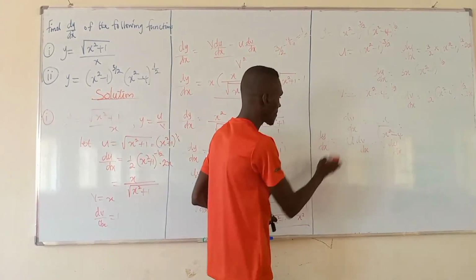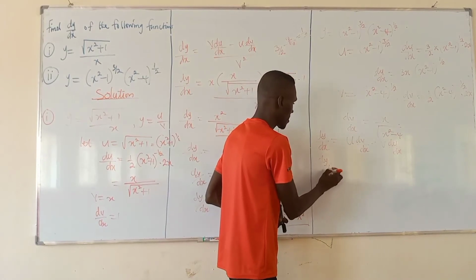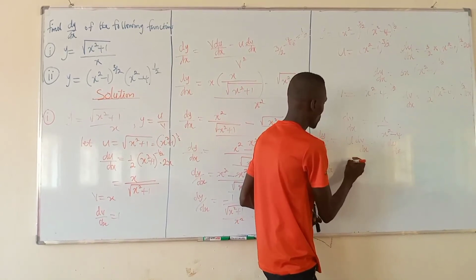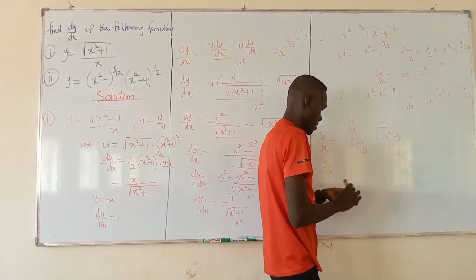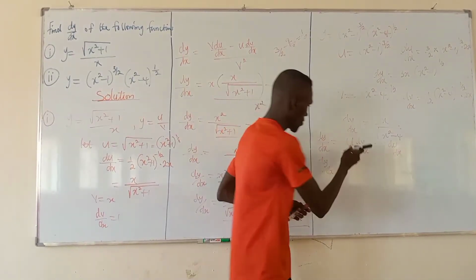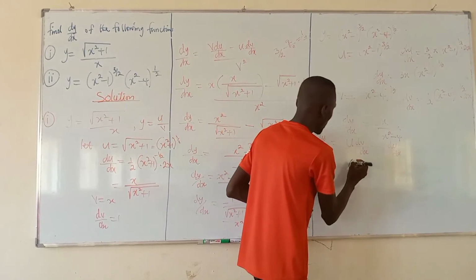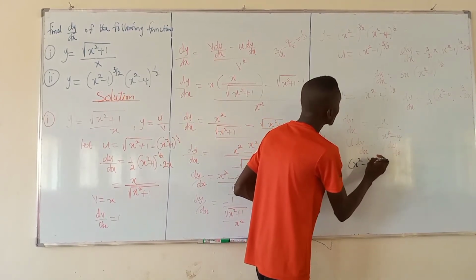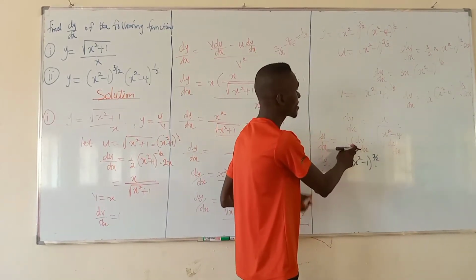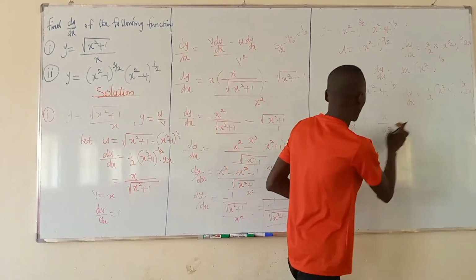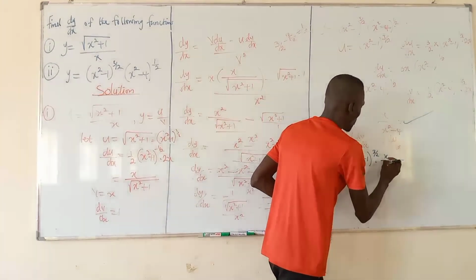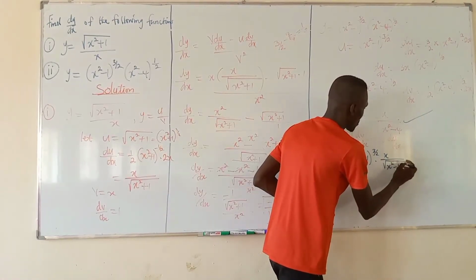So let's substitute everything in the formula. I'm going to have dy dx is equals, what is u? We said u was this. So our u, we said, is x squared minus 1 raised to power 3 over 2. Then multiplied by dv dx. What do we say is dv dx? We said this. This is our dv dx, which is x over square root of x squared minus 4.